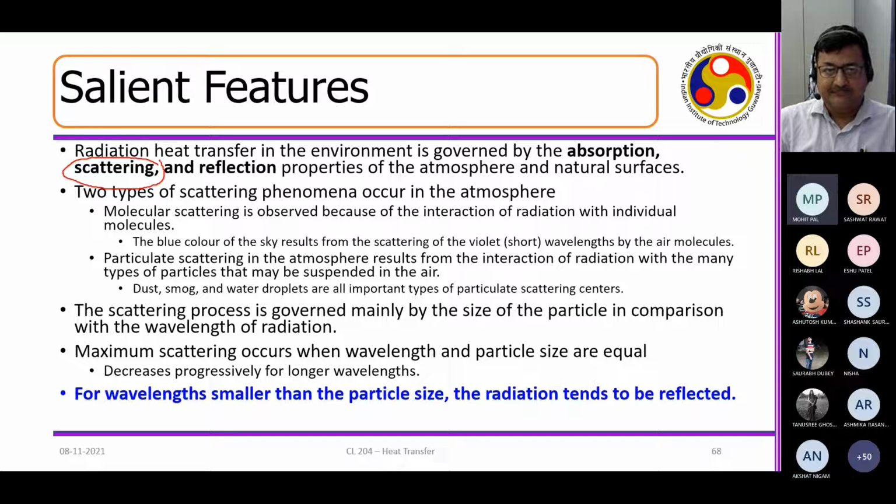Are you getting my point? Where is the point of confusion? Sir, is reflection also a part of scattering, we can say? Reflection and transmission are not part of scattering, right?